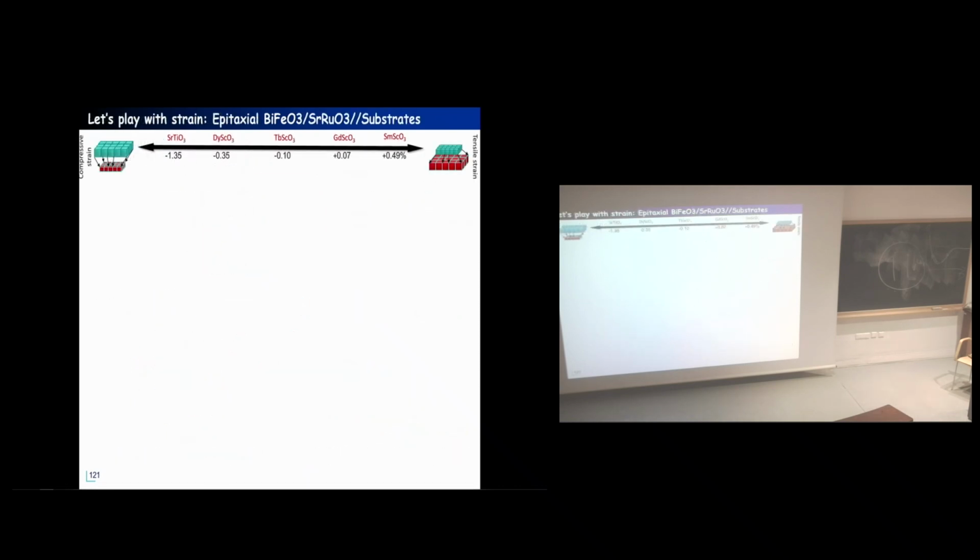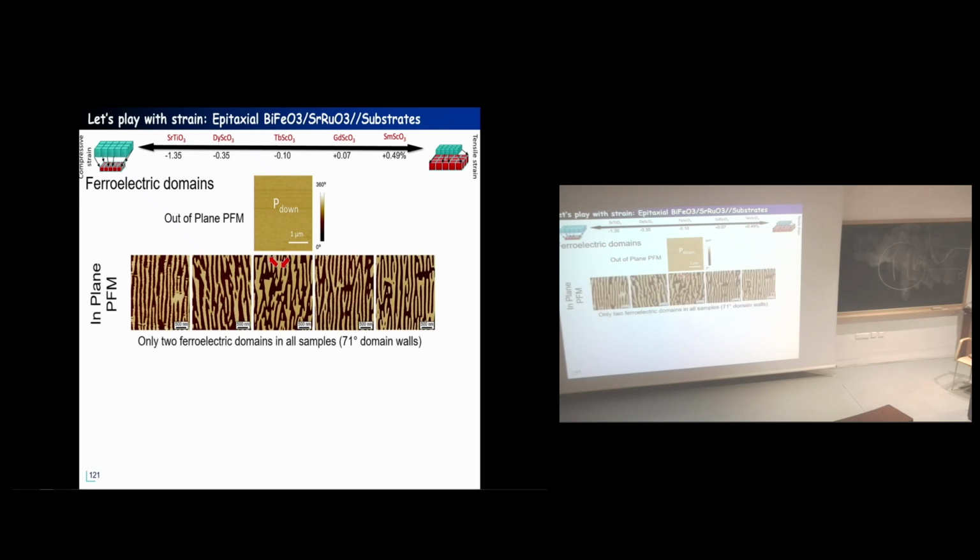So this is a nice paper from our lab showing what's going on with the strain. You take this BFO layer and change the substrate and you obtain different strains. In all cases, it's a single domain out of plane, P down. And in all cases, this is a ferroelectric stripy domain with only two configurations in plane. Either this one or this one, all in the same direction, pointing down.